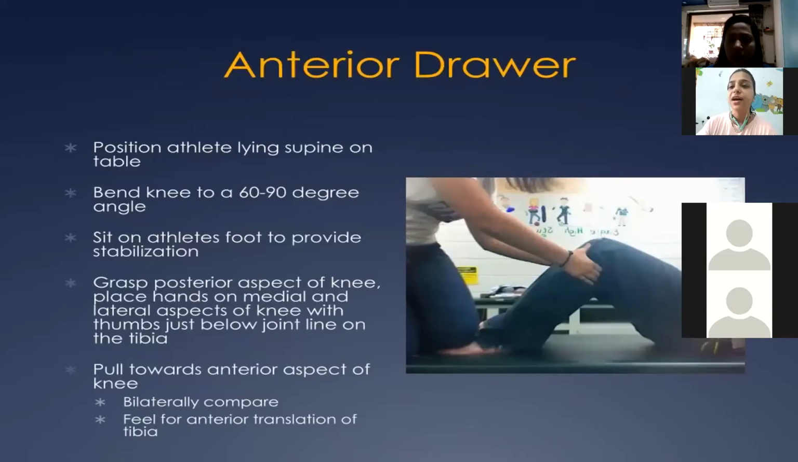Next is the anterior drawer test. In this, the position of the patient is supine lying, with 60 to 90 degrees of knee flexion. In order to stabilize the joint, we have to sit on the patient's foot to provide better stabilization. Grasp the posterior aspect of the knee, place the hands on the medial and lateral aspect of the knee, with the thumbs just below the joint line on the tibia. In this case, we have to pull towards the anterior aspect. And this we have to check bilaterally, compare, and feel for the anterior translation of the tibia.